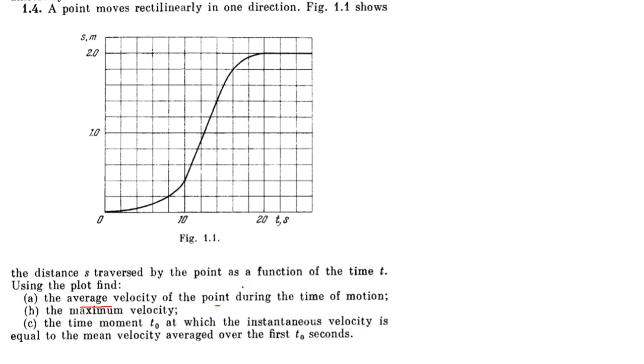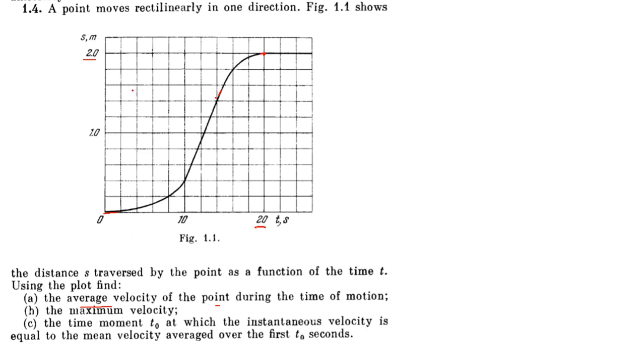The slope of the distance-time graph gives us the velocity. As we can see, the slope initially increases, therefore the velocity is increasing, and then the slope becomes constant. After that the slope is decreasing, and at this point the slope becomes zero. That means the particle has come to rest. At this point the time is 20 seconds and the distance traveled is 2 meters.